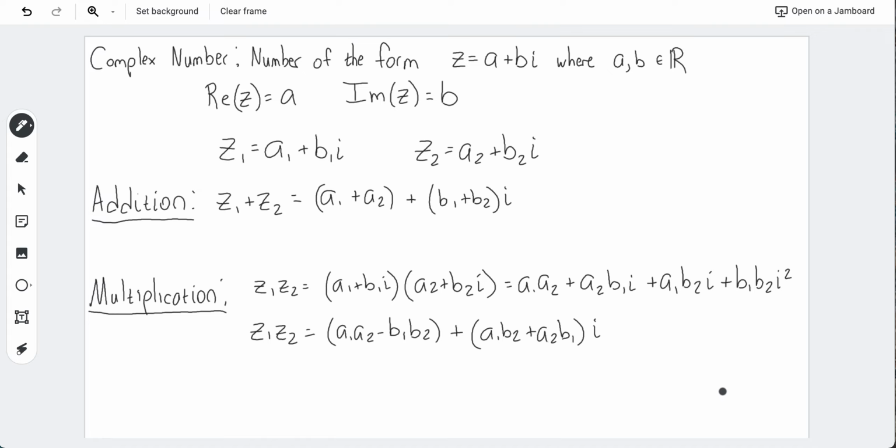So this is less nice than addition. Multiplication is something we don't want to memorize. It's a pain to memorize, and it'd also be a pain to have to FOIL it out every time. So we're going to look at an easier way to do some of these operations in a different form. But this shows you can do multiplication and addition in this representation of complex numbers.